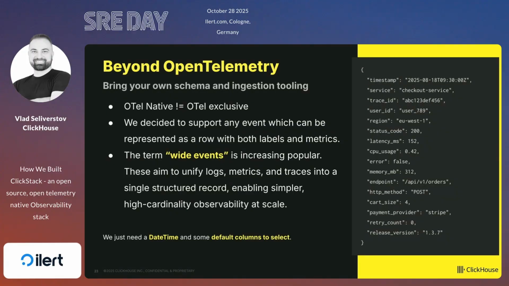You may hear the term wide events. These are structured events that unify logs and traces into a single record. Essentially, it's like labels alongside metrics. They're designed for high cardinality observability at scale, which makes them a natural fit for columnar databases like ClickHouse. And the term is getting traction among observability practitioners as they are less accustomed to just stuffing features into a metric and storing it as a single row.